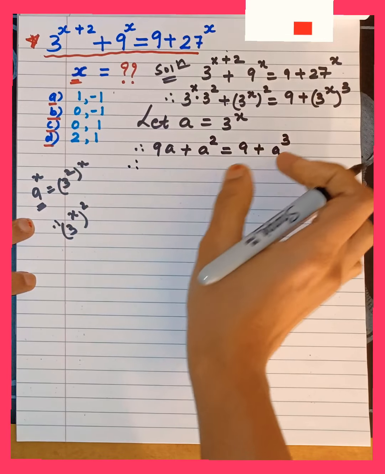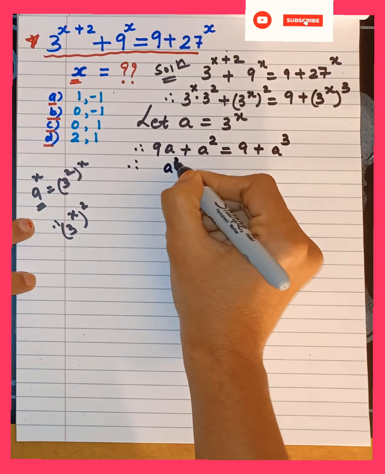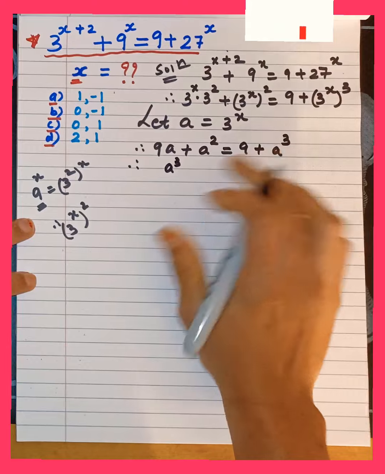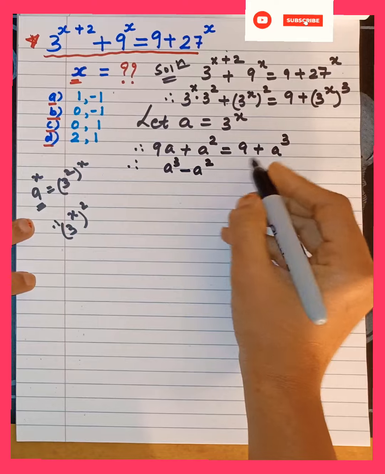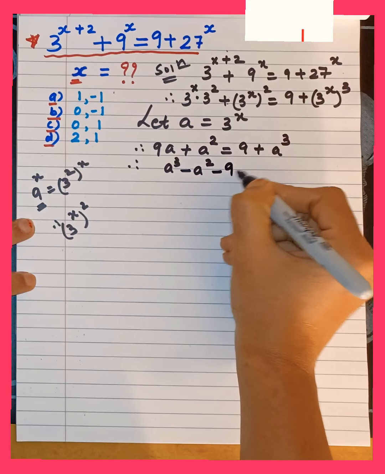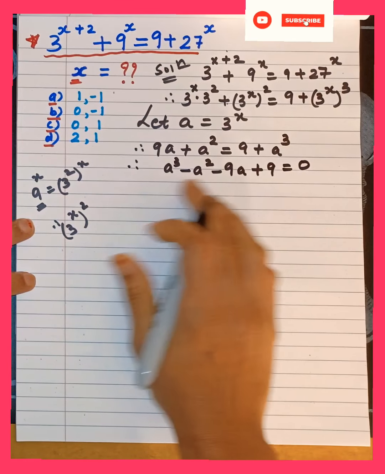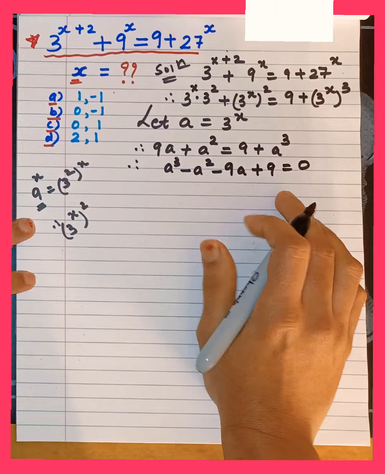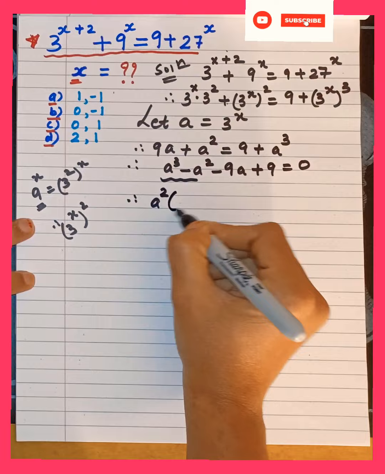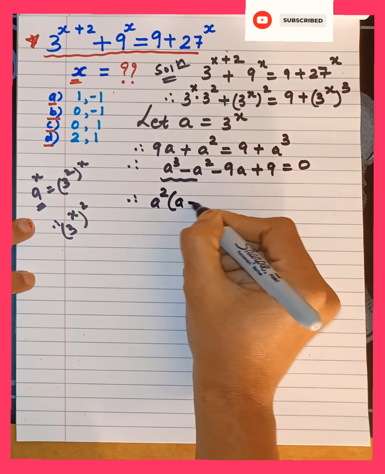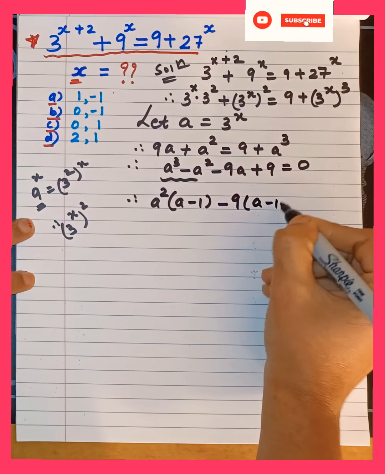Now taking all this equation on one side, so a cube, so we will get a cube. Okay, and this a square I will take that side, so minus a square, this 9a I'm taking that side, transposing that side. So minus 9a plus 9 equals to 0. So this is our equation. This is cubic equation. Now from these two we can take out common. Okay, so a square we will take out common. So inside the bracket we will get a minus 1 minus, from here we will take 9 common. So again we will get a minus 1 equal to 0.